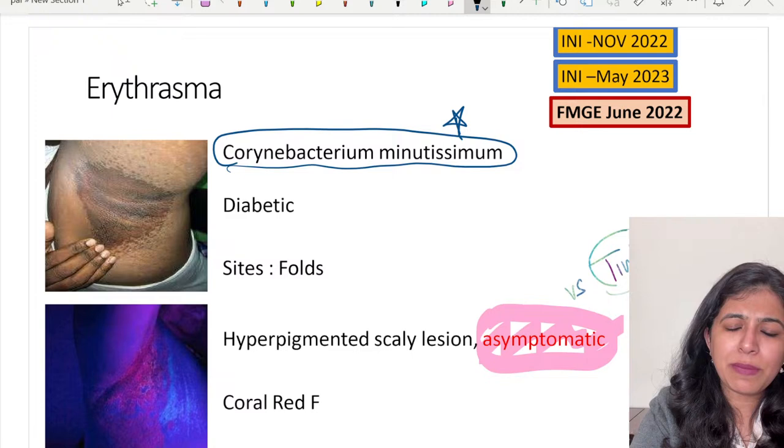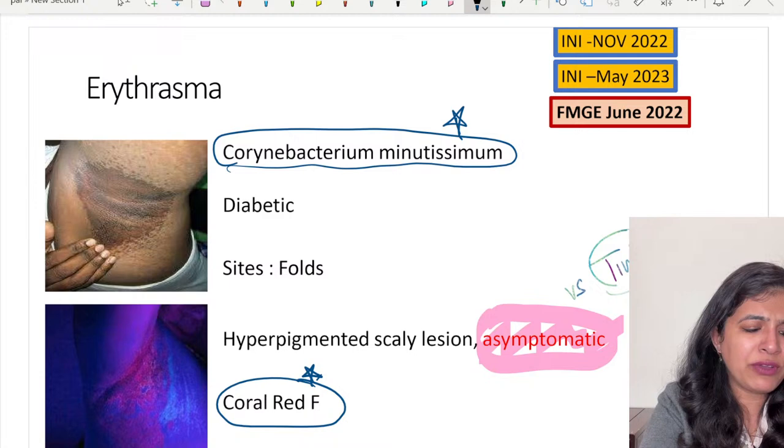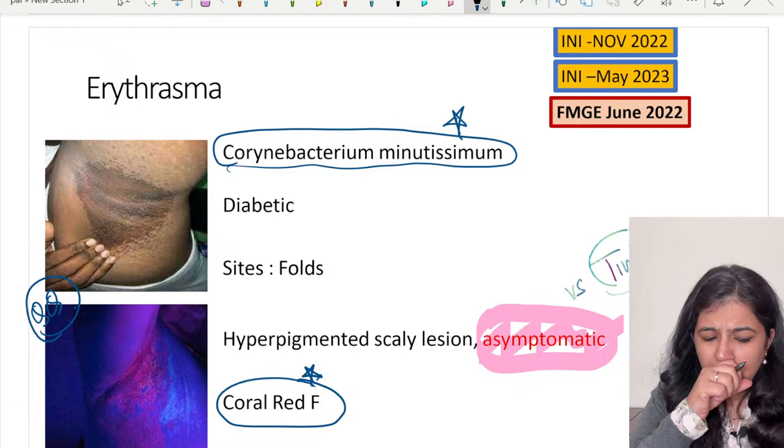Wood's lamp will show a coral red fluorescence. Okay, so Wood's lamp will show a coral red fluorescence. Very, very important. This was the image in the 2022 exam. Very important. Erythrasma.